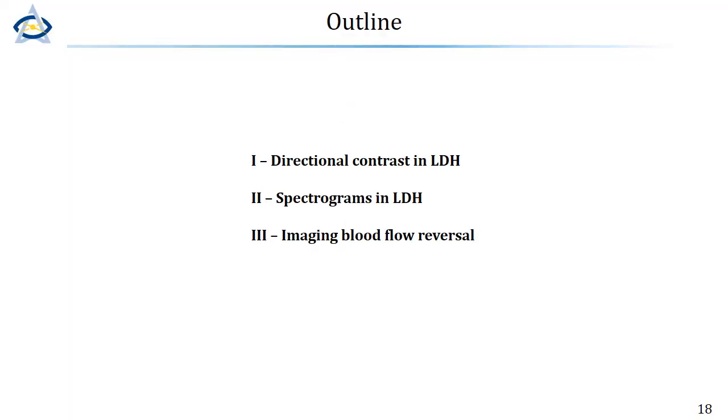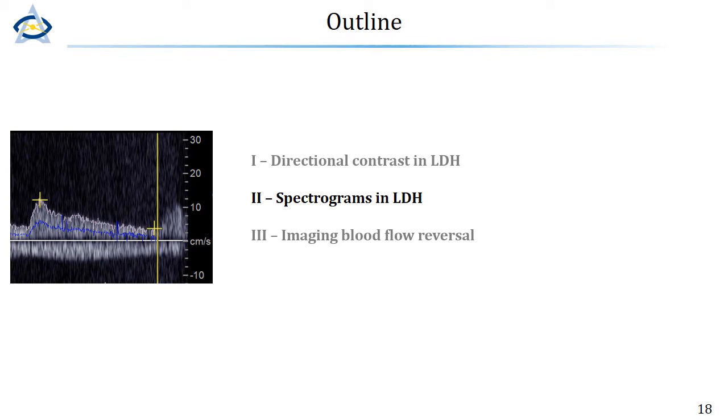Now, the second part of this presentation is about spectrograms. So spectrograms are this way of representing the changes of Doppler spectra over time, and they are quantified in centimeters per second instead of frequency by using the equivalent velocity.